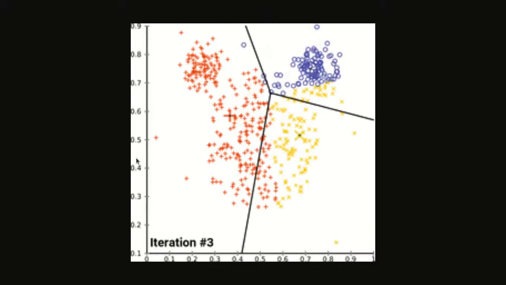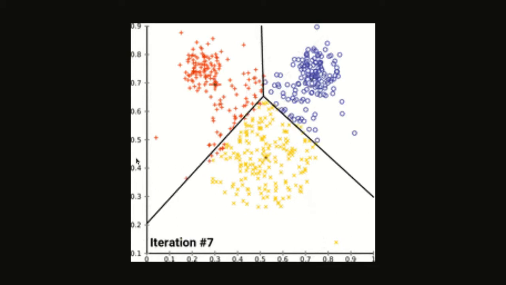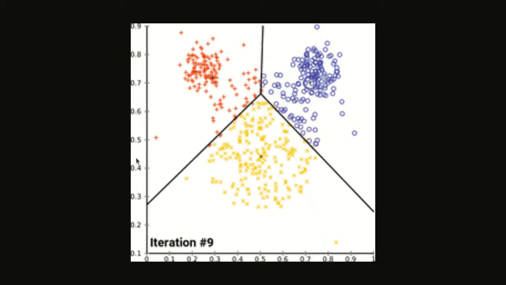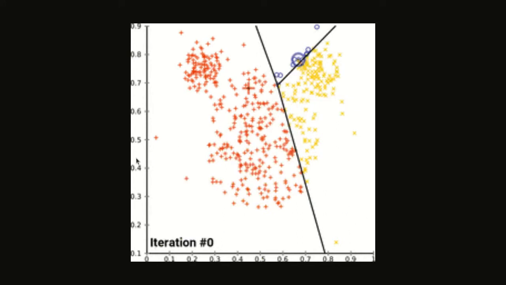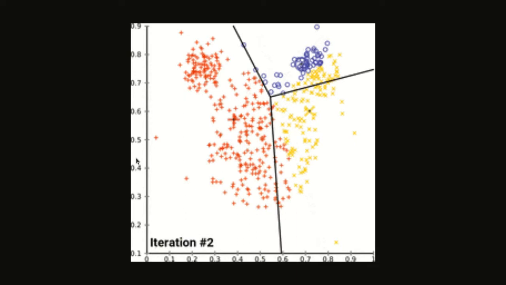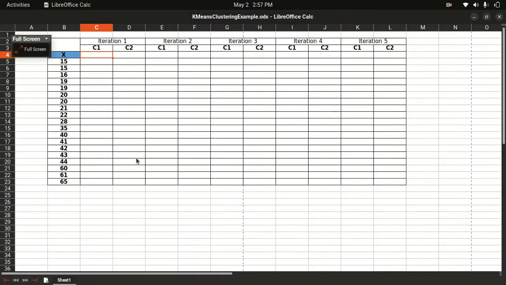K-means clustering is an iterative algorithm to divide n number of observations into k number of groups. These groups are also known as clusters. This is a very simple algorithm. To begin, we need some data and the number of groups to divide it in. Let's say we have this data and we want to classify it into two groups.